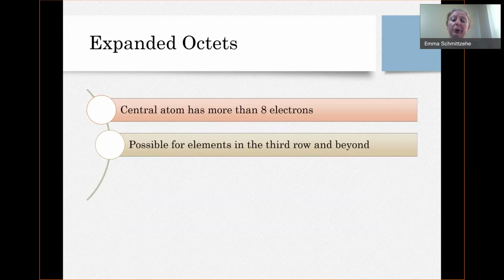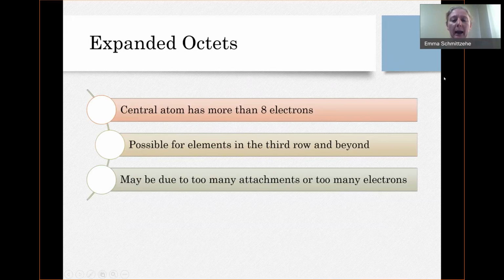But 3rd period and below, so things like sulfur and phosphorus and chlorine and bromine and iodine, those are really common ones to have more than an octet. Or, you'll find scenarios where they have more than an octet. They don't in every structure. Okay. But the reason this would happen is either because there's just too many things attached.